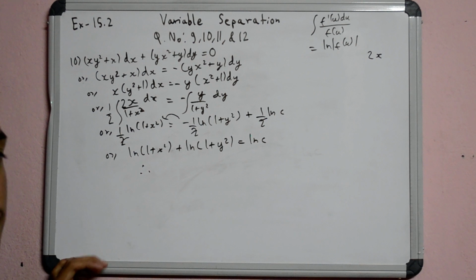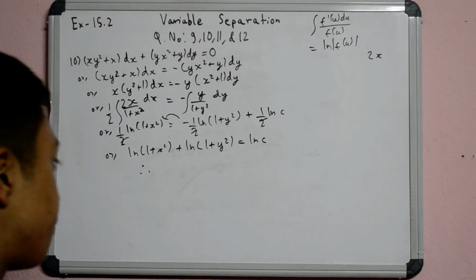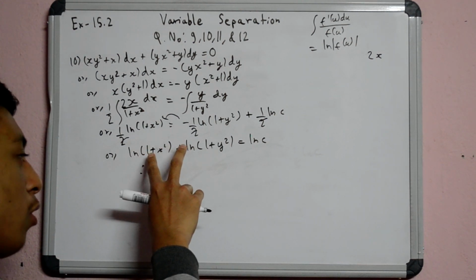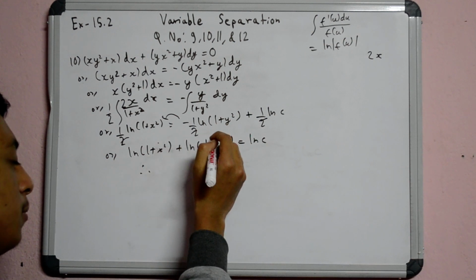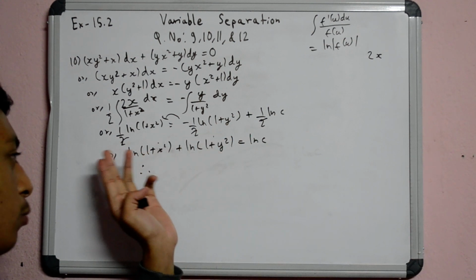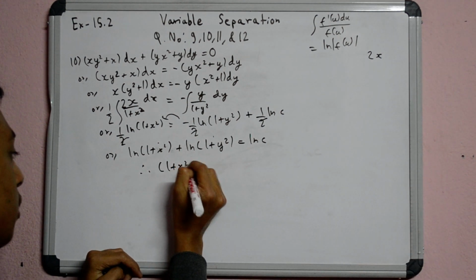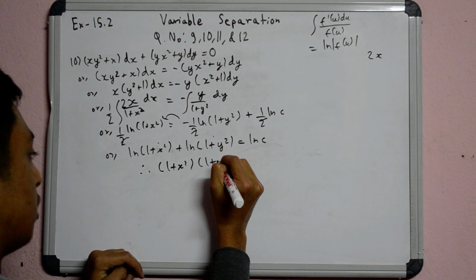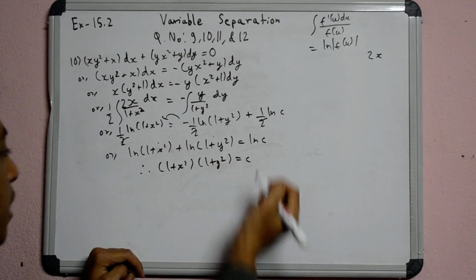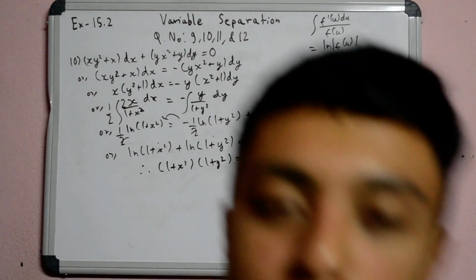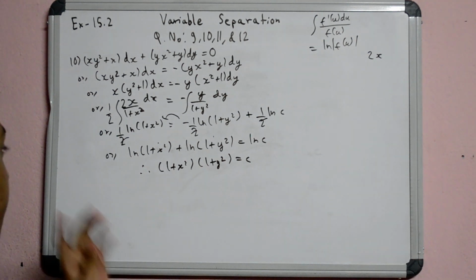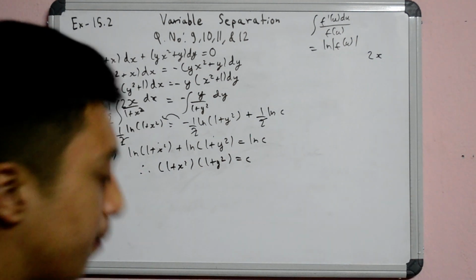And now let's directly write the solution in the next step. This becomes the log natural of the product of these two terms, and here we will have log natural on both sides. So simply 1 plus x square into 1 plus y square will be equal to c, as log natural on both sides will cancel out. Now let's move on to question number 11.